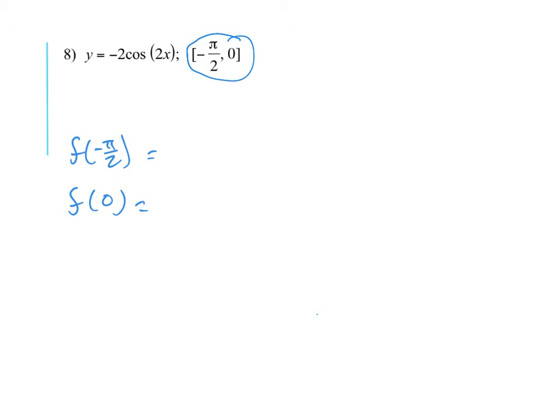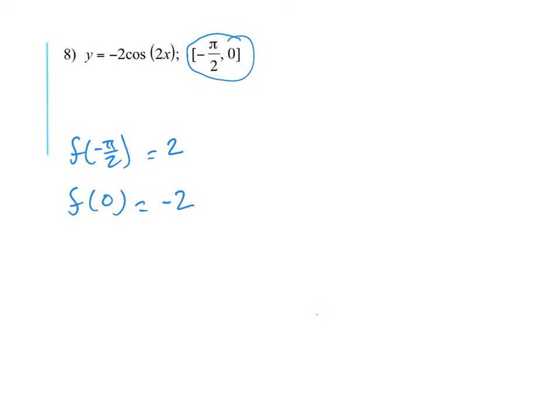Okay, so in the meantime, let's plug in negative pi over 2. When you do that, you get 2 times negative pi over 2, which is negative pi. The cosine of negative pi is negative 1, and negative 1 times negative 2 is positive 2. So the y value there is 2. Cosine of 0, or 2 times 0 is 0. Cosine of 0 is 1, and 1 times negative 2 is negative 2. So we've got those two y values.